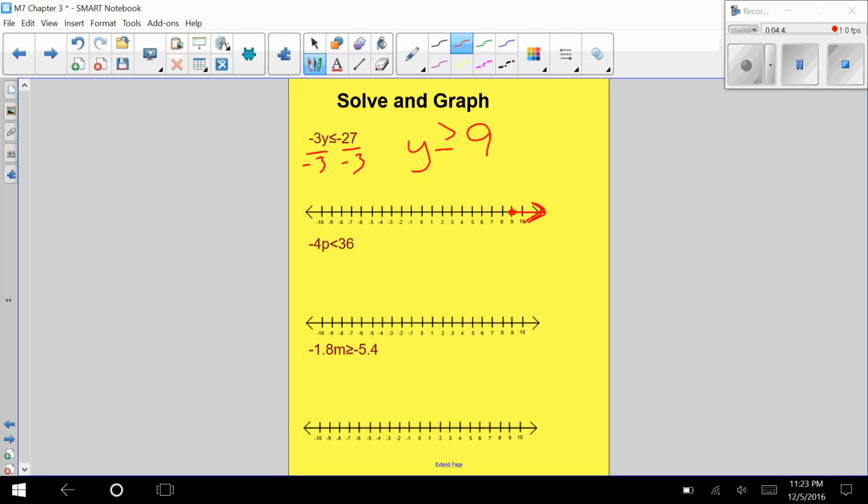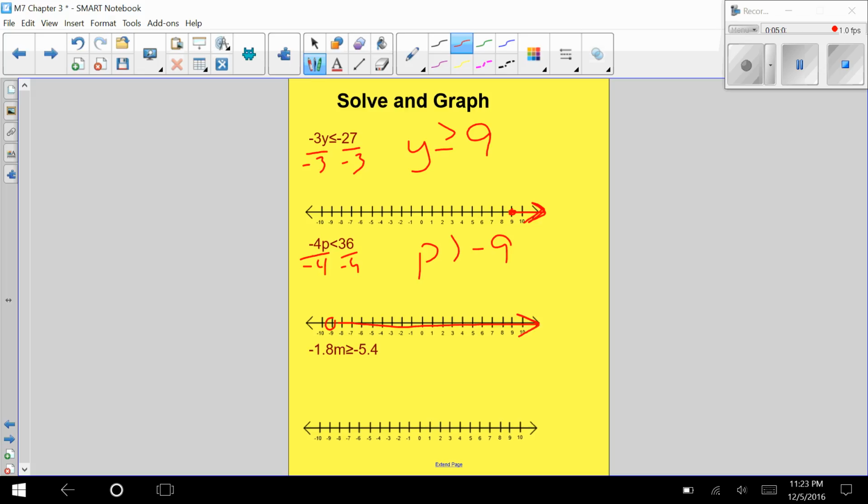Negative 4p is less than 36. Divide both sides by negative 4. I get p and a negative 9. Since I divided by negative 4, I flip my inequality to a greater than. So at negative 9, I make an open circle, and my graph goes to the right.